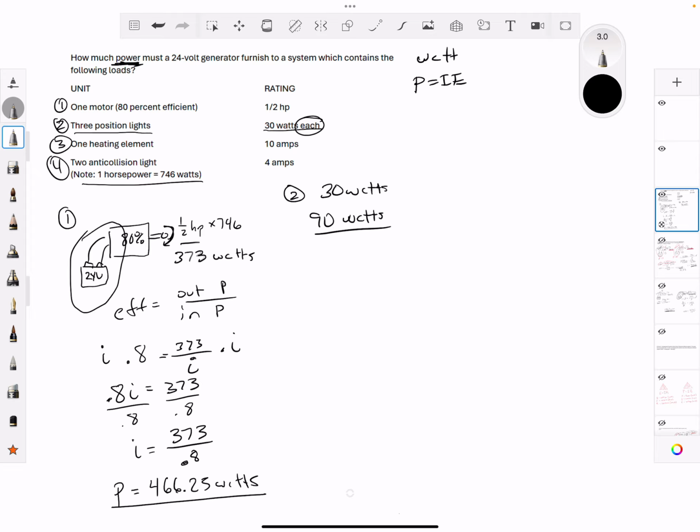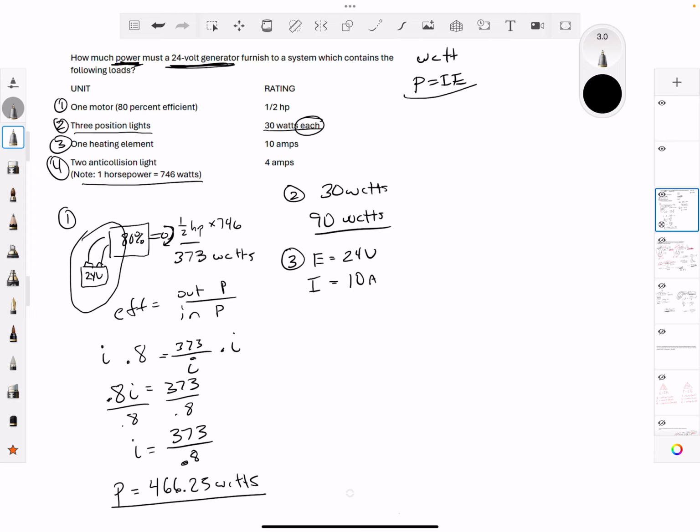All right, let's look at load number 3. One heating element, and it has 10 amps. Again, when we're solving problems, we're going to write down everything that we know. We know the amps, so I is equal to 10 amps. What else do we know? Well, the problem tells us that it is a 24-volt generator, so we also know the voltage. The voltage is going to be 24 volts.